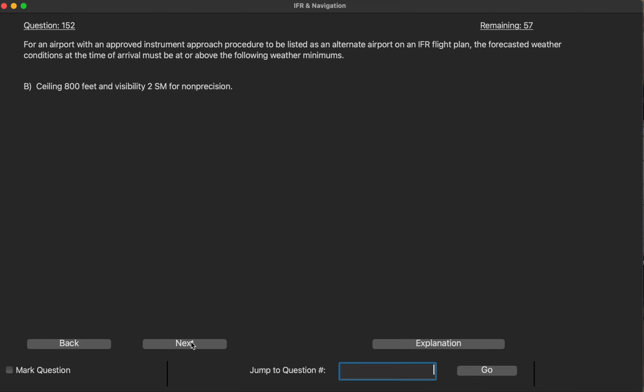For an airport with an approved instrument approach procedure to be listed as an alternate airport on an IFR flight plan, the forecasted weather conditions at the time of arrival must be at or above the following weather minimums. Ceiling 800 feet and visibility 2 statute miles for non-precision.